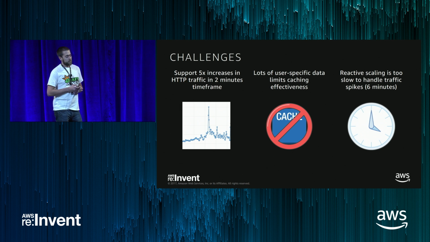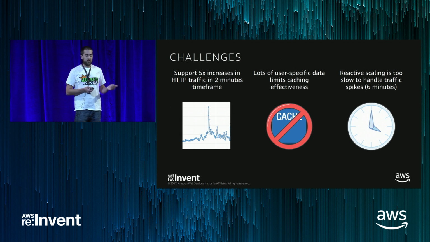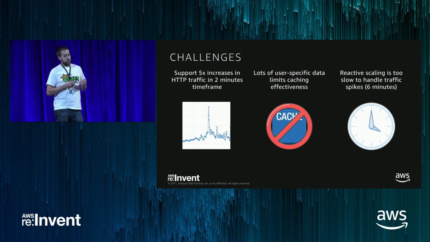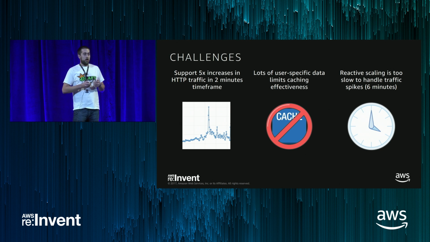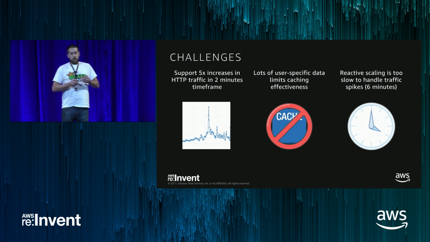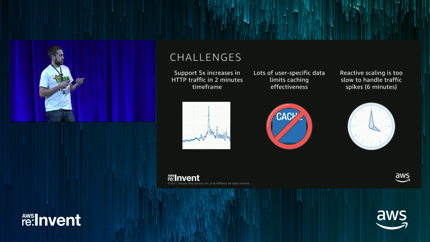So let's review some of the challenges that our scaling approach has to account for. Obviously, the ones that we've talked about right now, for the most part, is the large increases in traffic that we have, where we have to support about a 5x increase in HTTP traffic in about a 2-minute time frame. We also can't leverage a lot of caching solutions because a lot of the content that DraftKings serves its users is very user-specific. So we can't use, let's say, edge caching heavily to be able to address those spikes in traffic. The last challenge we have is that reactive scaling is too slow.